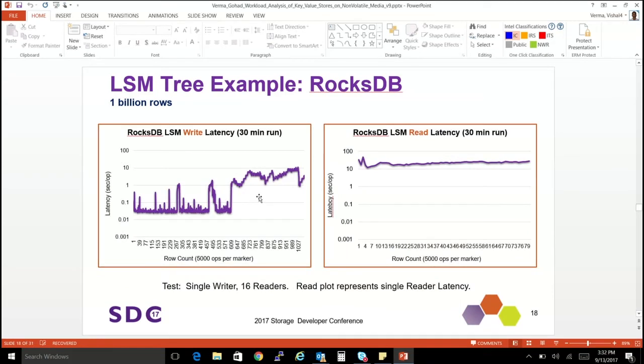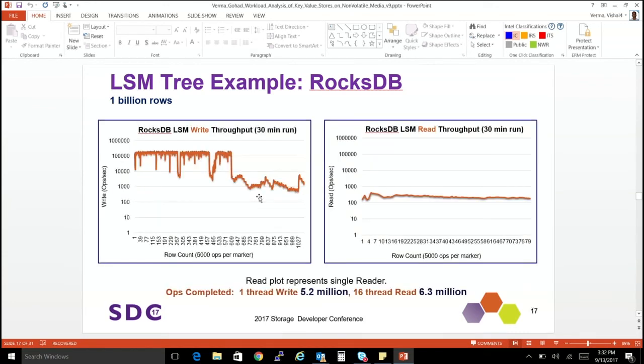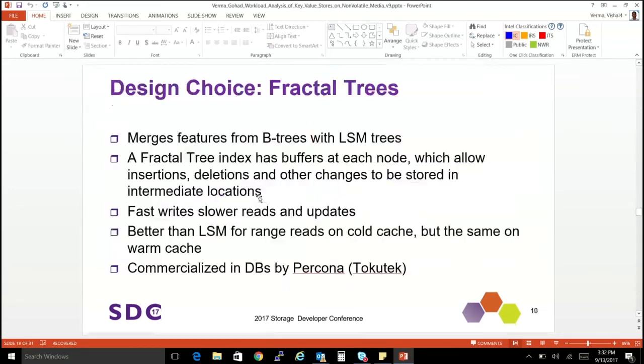If you see the latencies, they were lower because it was writing fast, and as soon as some background compaction happens, your LSM write latency goes up. Also, one point I missed: we were looking at the write and the read performance with this. We saw one thread write was actually doing 5.2 million ops. So this shows that it's pretty fast when doing the writes, and it's balanced. 16 thread read did about 6.3 million, but the write performance was the key in this. It was pretty fast.